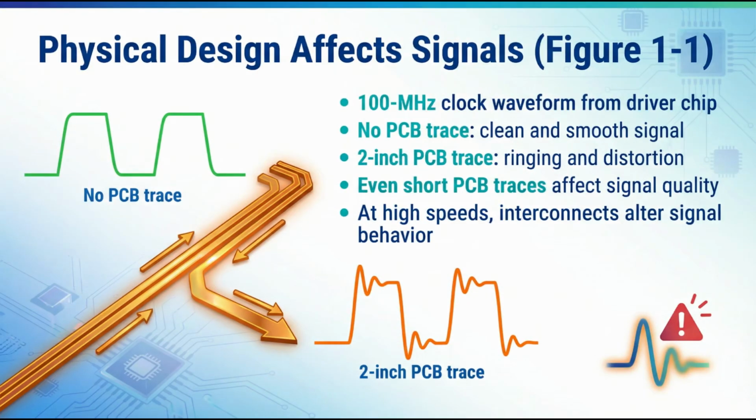Physical design affects signals. This figure shows a 100 MHz clock waveform from a driver chip. When there's no PCB trace connected, the waveform looks clean and smooth. But when only a 2-inch PCB trace is connected to the output, the waveform shows ringing and distortion. This demonstrates an important idea. Even a very short PCB trace can significantly affect signal quality. At high speeds, the interconnect itself becomes part of the electrical behavior of the signal.